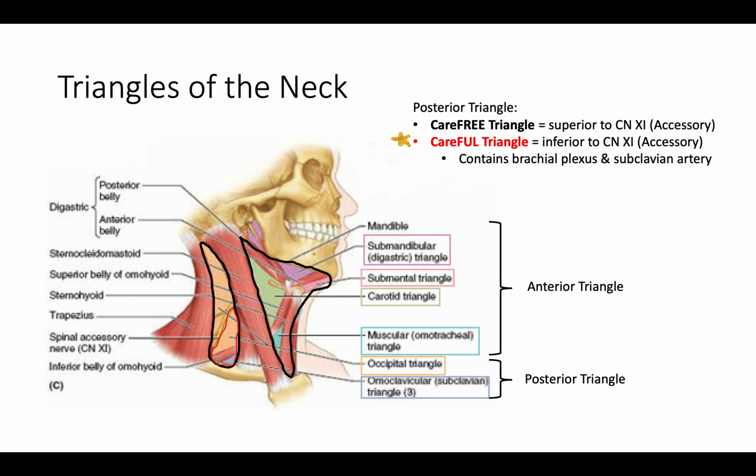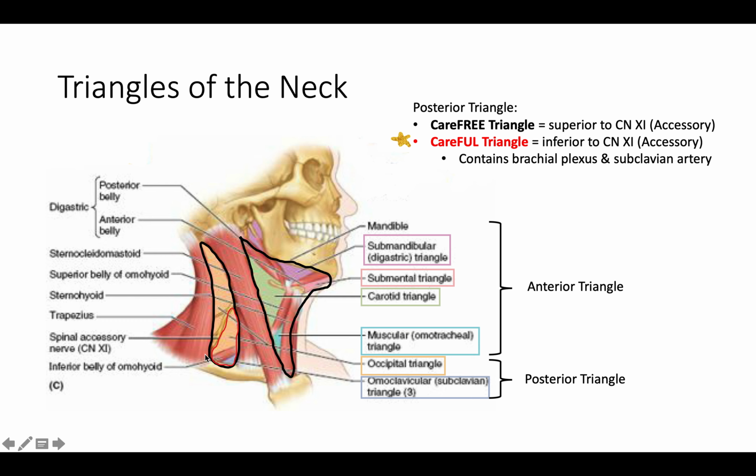Okay, so we've got triangles of the neck. I know they went into a bunch of detail about this, and it's got all of these labeled right here, but a big point is that in our posterior triangle, we've got the occipital and the supraclavicular triangle. So the occipital triangle, we're missing cranial nerve 11, but the supraclavicular triangle is going to be inferior to cranial nerve 11, containing that brachial plexus and subclavian artery.